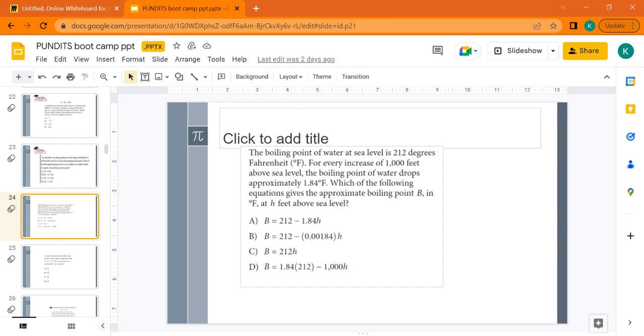The boiling point of water at sea level is 212 degrees Fahrenheit. For every increase of 1,000 feet above sea level, the boiling point of water drops approximately 1.84 degrees Fahrenheit. Which of the following equations gives the approximate boiling point B in degrees Fahrenheit at h feet above sea level?